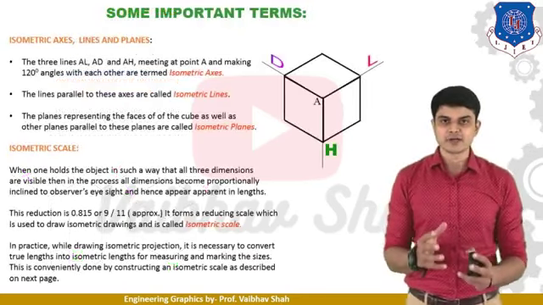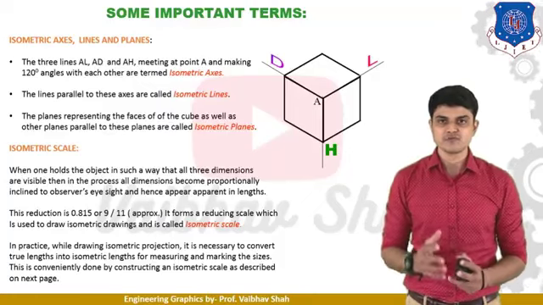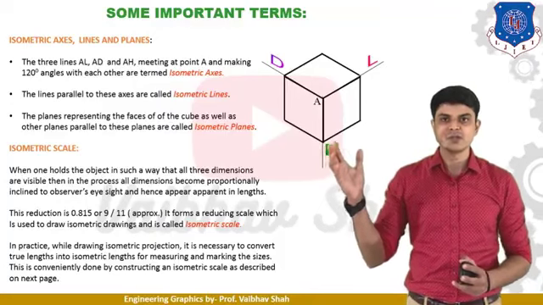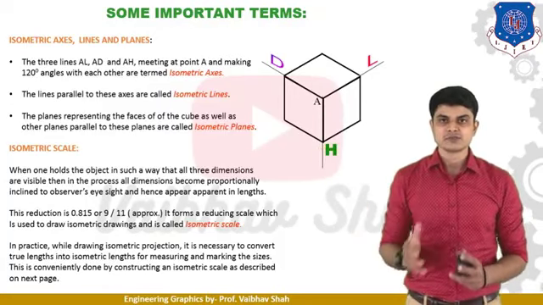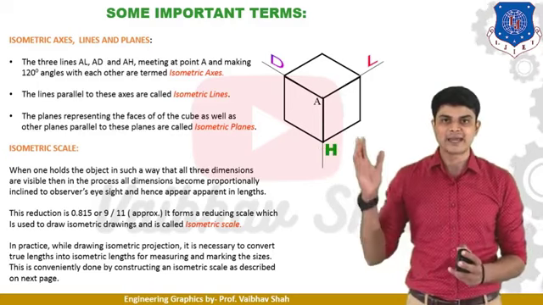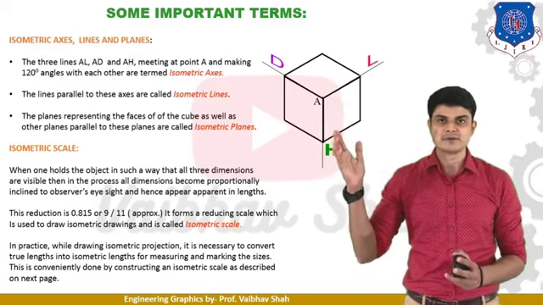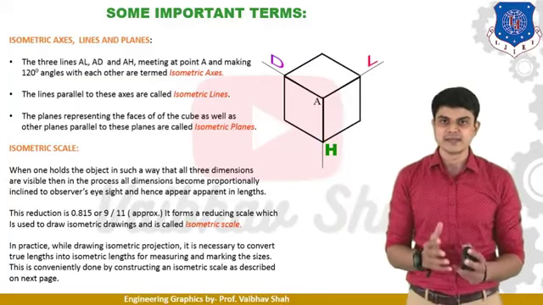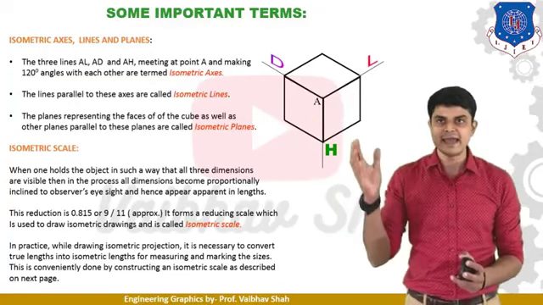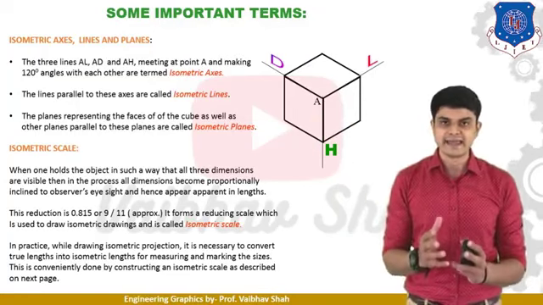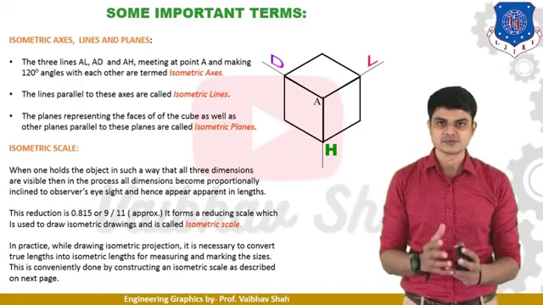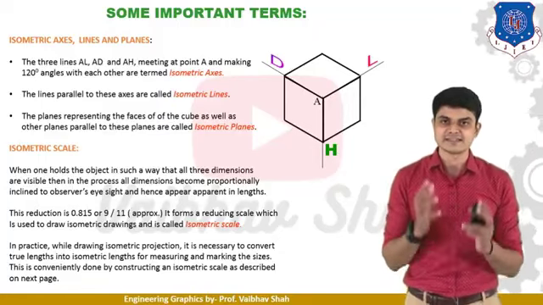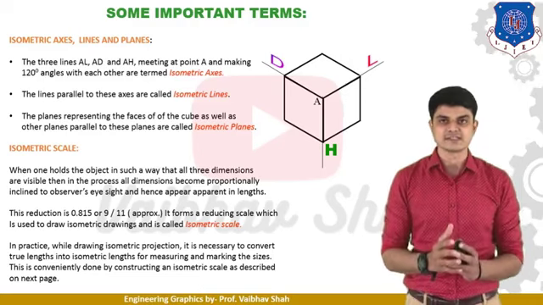So let us understand some important terms used in isometry. First, isometric axis. As you can see, we have one three-dimensional object, which is also known as the isometric drawing of a cube. The center point of these axes is shown as A, and there are three axes from A. First is D, second is N, and third is H. The three lines AR, AD and AH meet at the common point A and are 120 degrees apart. So these axes are at equal angles apart. That's why these axes are known as isometric axes.